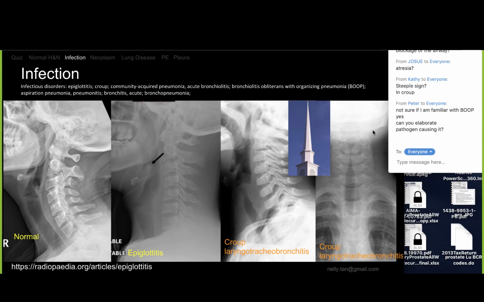Pathogens causing CRU or bronchiolitis obliterans? BOOP. Okay. So bronchiolitis obliterans is, we'll get to the lungs. I'm not sure that we're going to cover bronchiolitis obliterans, but bronchiolitis obliterans is a fibrotic process.